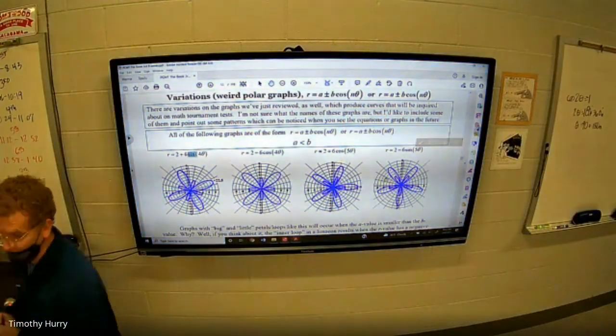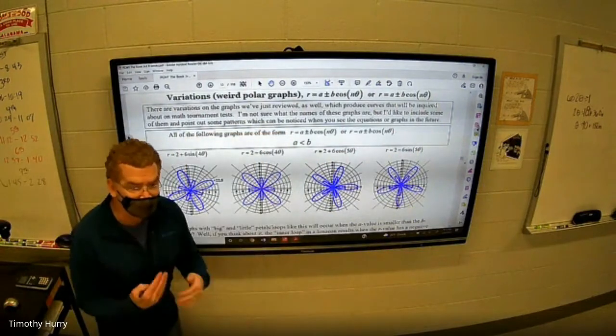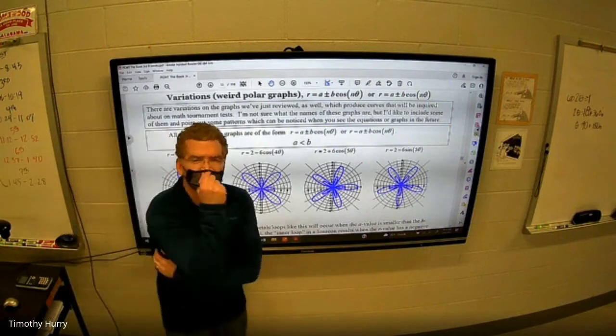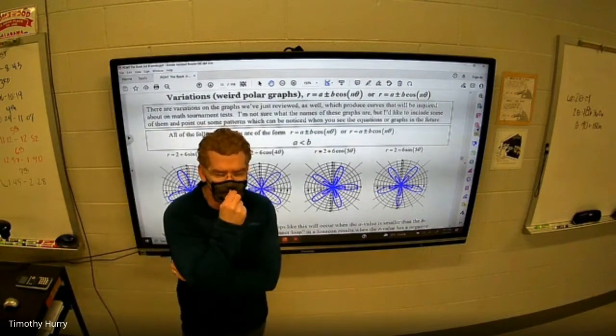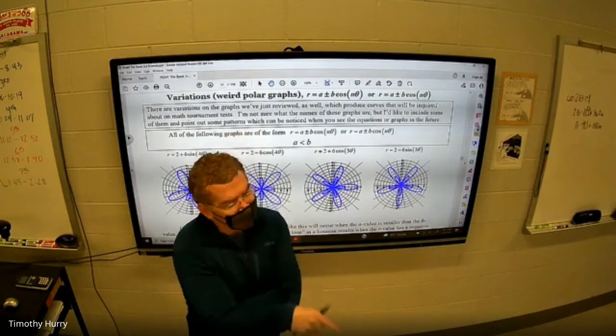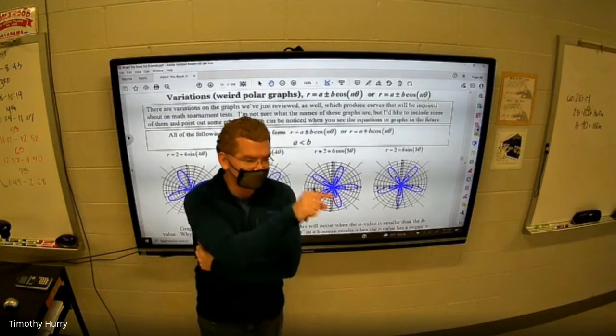Now, cosine graphs. I'm sorry, odd numbers. Now, the odd number is a little bit different. And again, if you're trying to notice patterns, I kind of think to myself, what did odd ones mean before? It meant I only had 5 petals, right? But the reality was I really had 10 petals. They just showed up in the same spot.